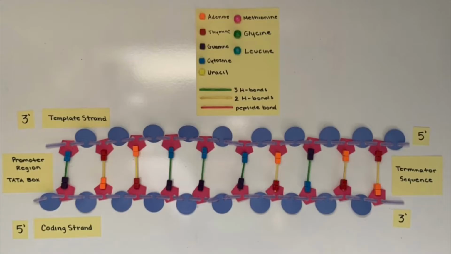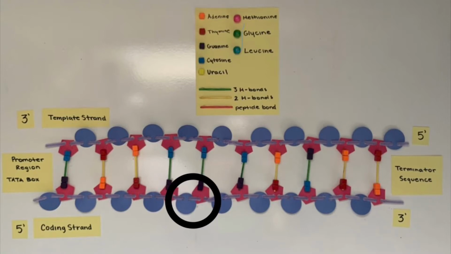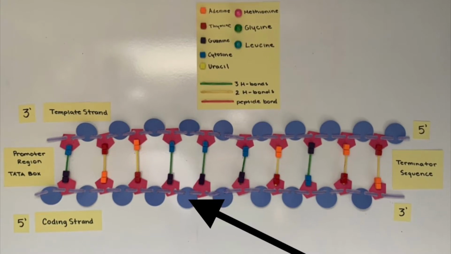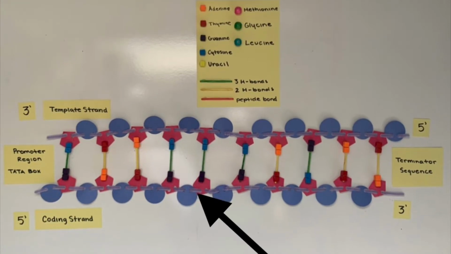This is my model for DNA. In eukaryotic cells, DNA is found in the nucleus of the cell inside of the chromosomes. Although my model does not show this, the shape of the DNA is the double helix. It is made of deoxyribonucleotides. The backbone is made up of deoxyribose sugars and phosphate groups, held together by phosphodiester bonds.